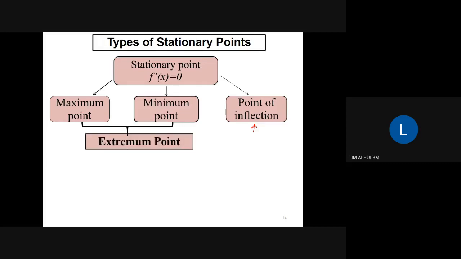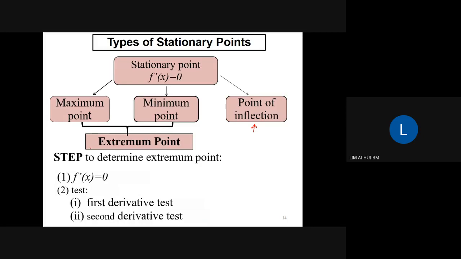Minimum and maximum point also called as an extremum point. You all know what is extremum? Maksud extreme sangat besar ataupun sangat kecil. So extremum point also refers to maximum and minimum. How do you determine the maximum point or minimum point, or we say extremum point?